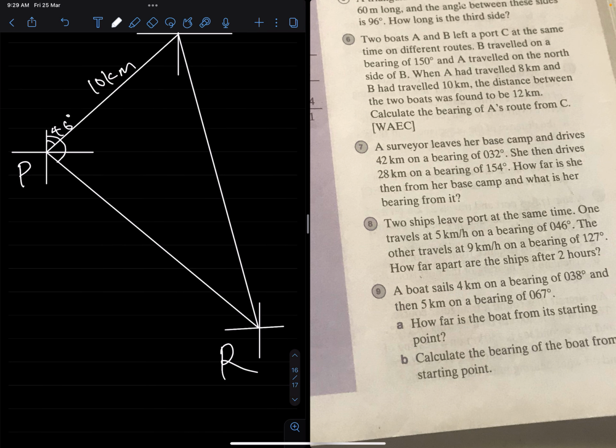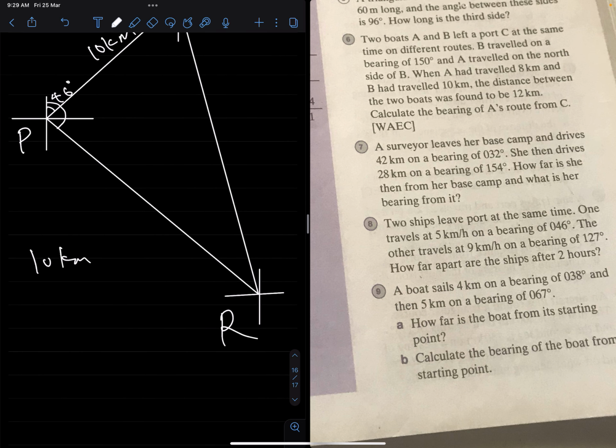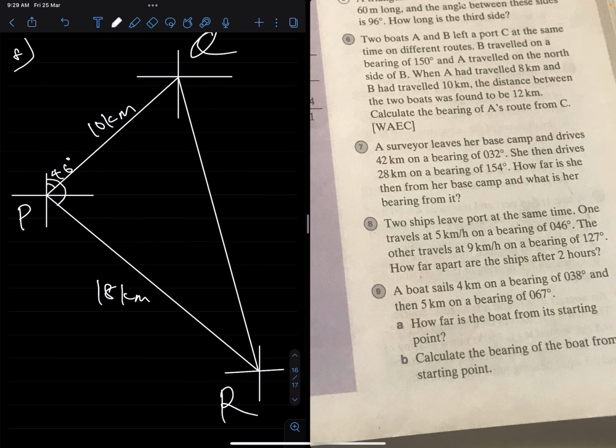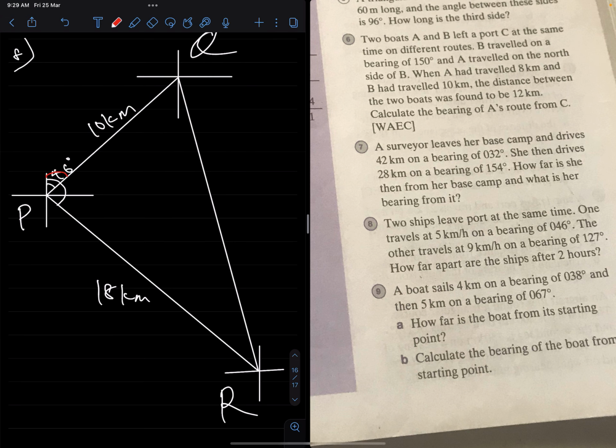The trick here is that you need to know that after 2 hours, the first ship will be 10 kilometers away from the port, and the second ship will be 18 kilometers away, because it traveled 9 kilometers every hour. So that's what you need to be able to find their distance apart. Now, so what do we do? If this is 46 degrees, then this will also be 46 degrees. Alternate angles.